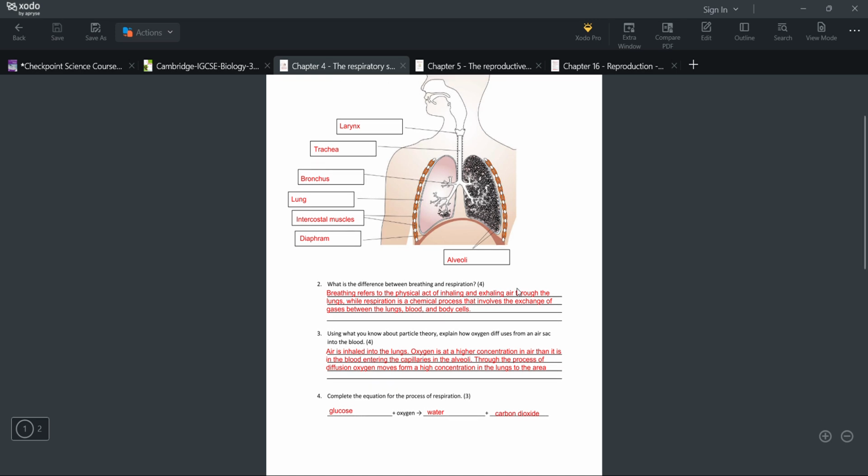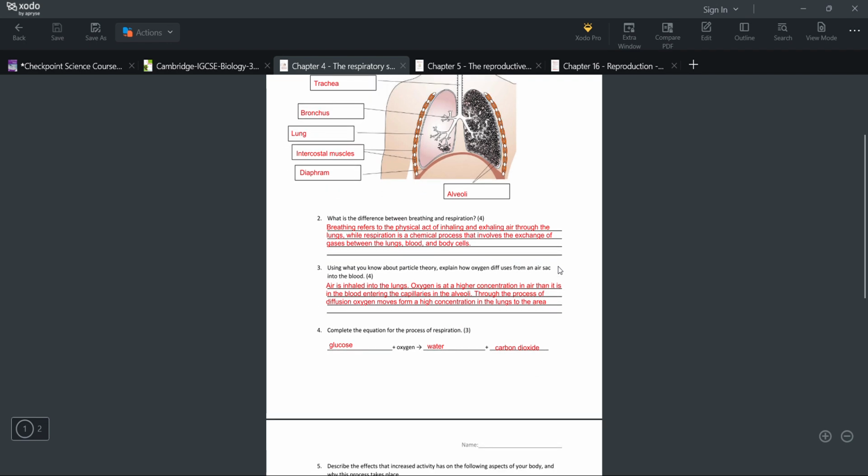Okay. Then the first question was, what is the difference between breathing and respiration? So the first thing we have to do is remember that breathing is the physical act, while respiration is the chemical process of converting these gases and the nutrients in your body into energy. So breathing is the physical act of inhaling or exhaling air through your lungs, while respiration is a chemical process that involves the exchange of gases between the lungs, blood, and body's cells. Okay, so the big thing here is to remember that breathing is physical while respiration is a chemical process.